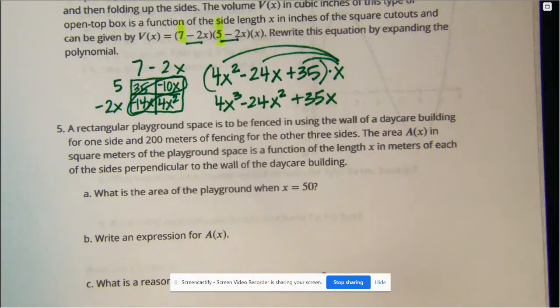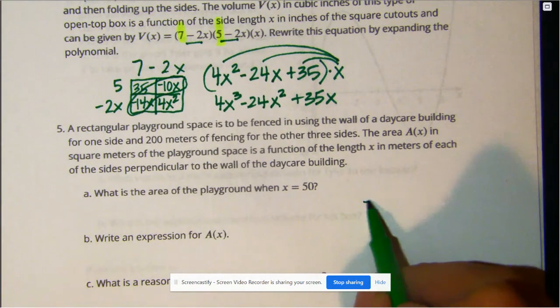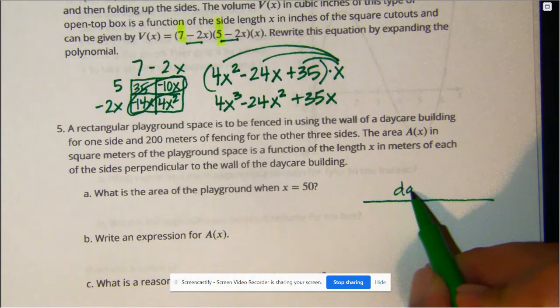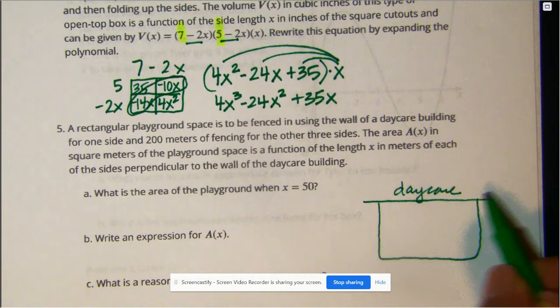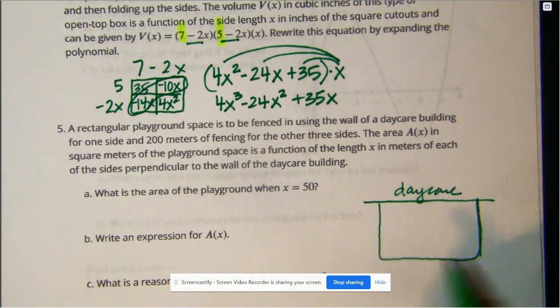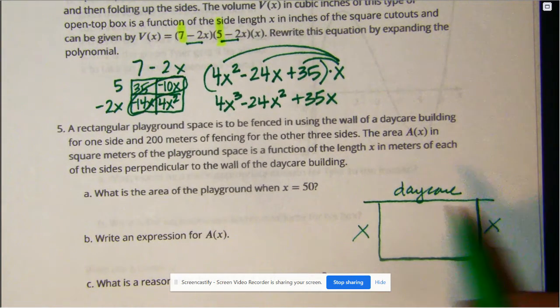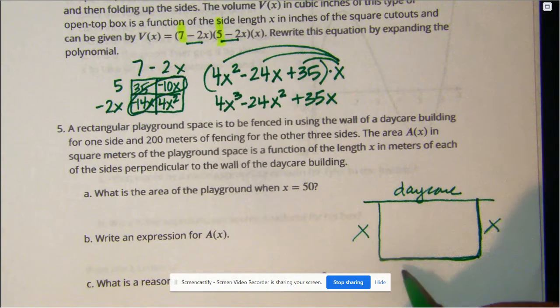All right, number 5, a rectangular playground space is to be fenced in using the wall of a daycare building for one side and 200 meters of fencing for the other 3. This is just like number 1 from lesson 1. All right, here's the daycare. And they're going to make a playground. And we're going to call this dimension x, and they are doing 200 meters of fencing. So how much is left for this? 200, take away 2x's, whatever that was.